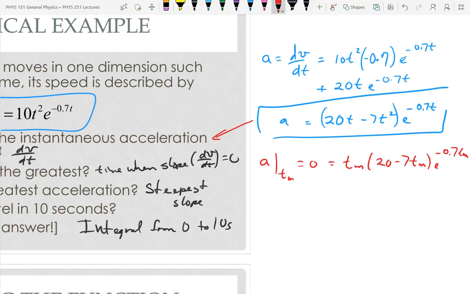How many solutions do I have? 2. Actually, 3. I separate out so you can see 3 different pieces. The first one, tm. At what time, tm, would this equation be 0 based on the first term? t is 0. Yeah. So tm equals 0. That's why I said 2, or, well, there's 2 we're not going to count. Okay, then the second term, 20 minus 7tm equals 0. What's the solution there?